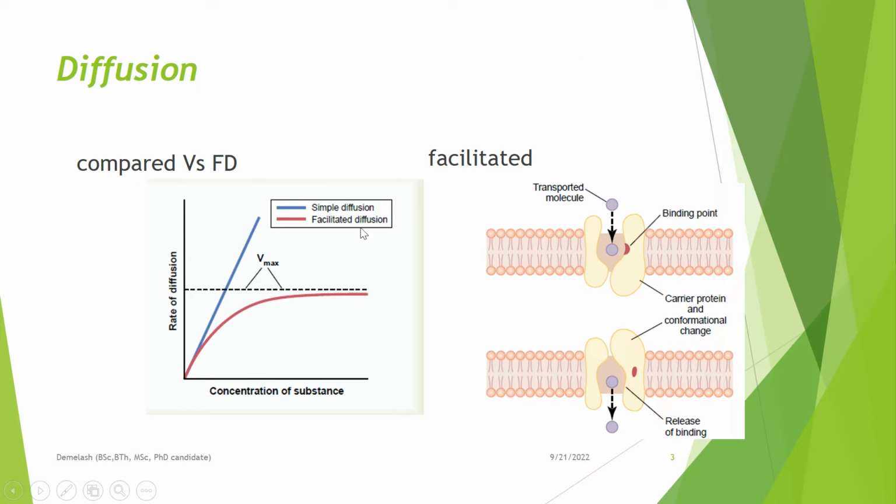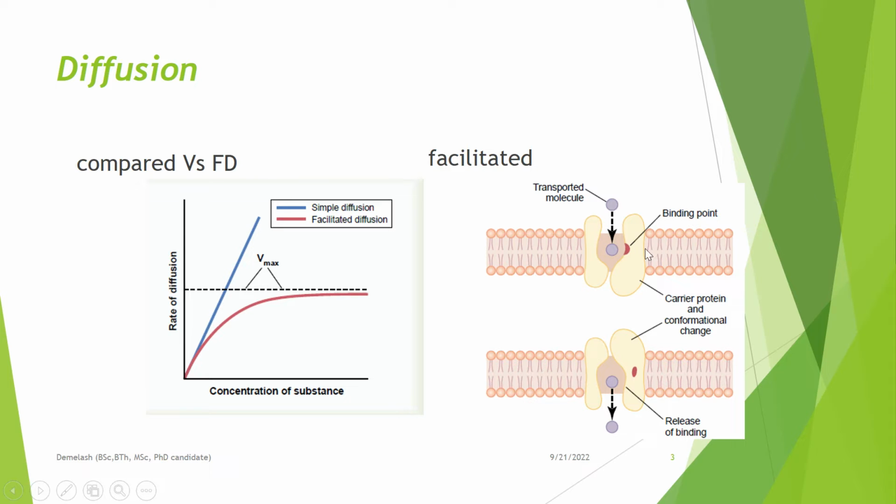When you compare simple diffusion to facilitated diffusion, in terms of rate of diffusion versus concentration of substances, facilitated diffusion will reach Vmax but cannot pass the Vmax, whereas simple diffusion will occur continuously without a Vmax. Facilitated diffusion occurs through transport molecules.